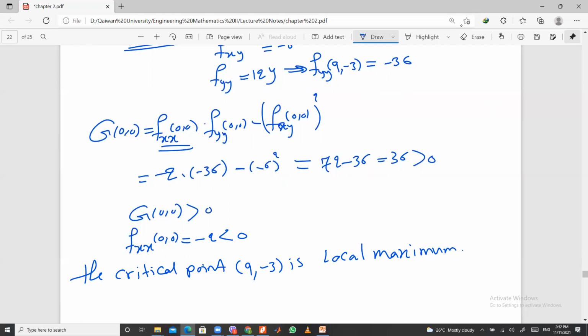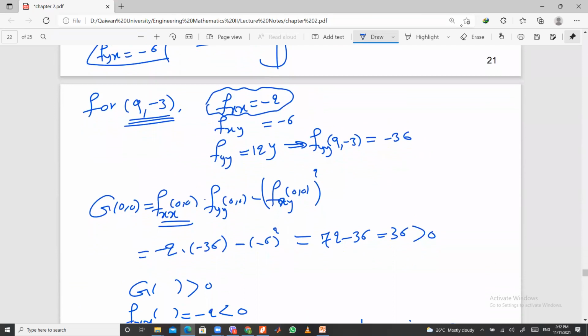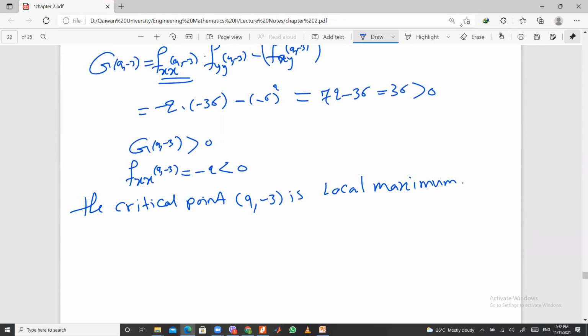Why? Because g at the point, so it's not (0, 0). It's (9, -3). I'm sorry for that. All these points should be (9, -3), since here we work on (9, -3). That's all, okay? So here, the critical point is a maximum. Why? Because g at the point is greater than zero, and f sub xx at the point is less than zero. That's why it's a maximum.